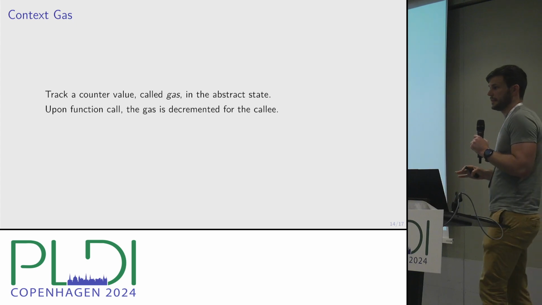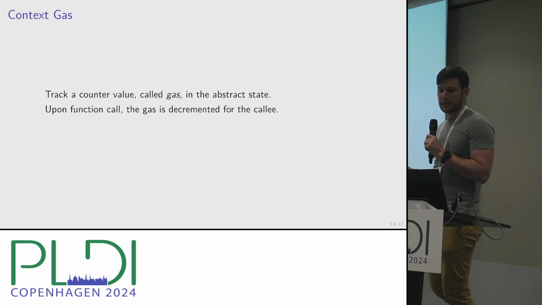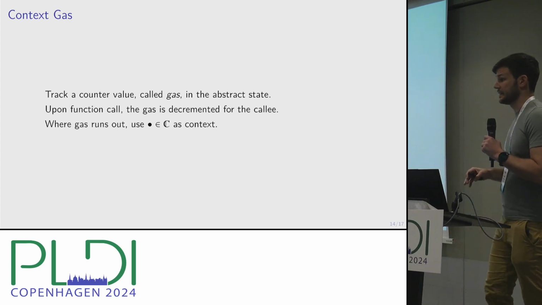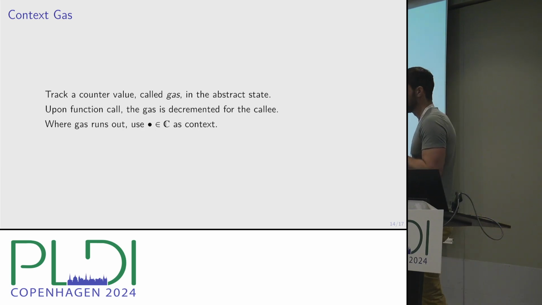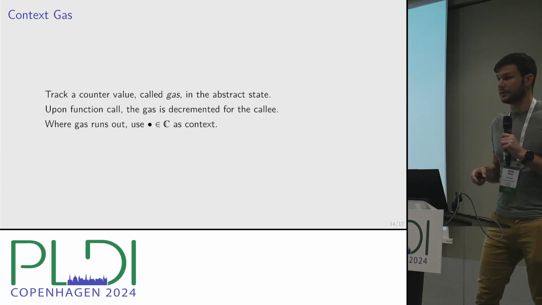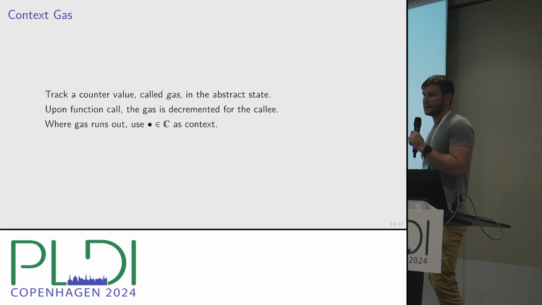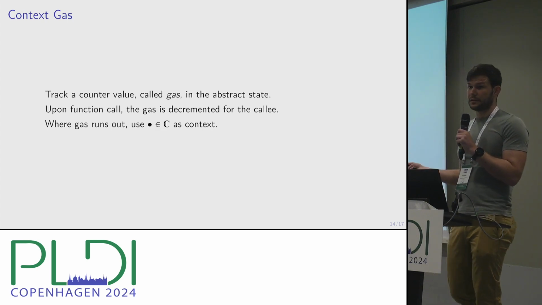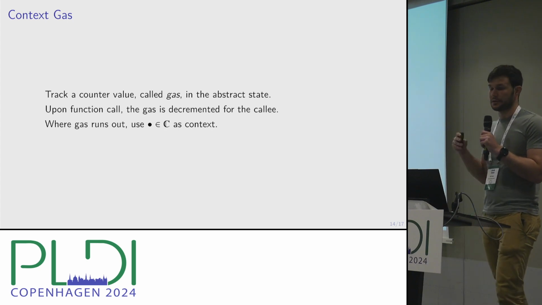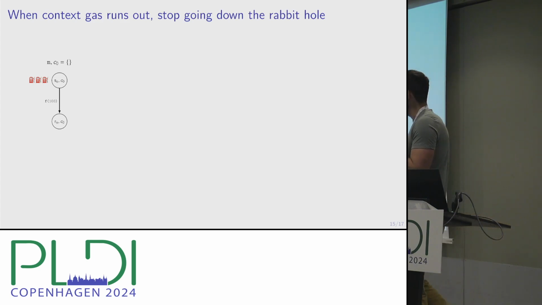And whenever we encounter a function call, we decrement this gas value and pass this decremented value to the callee. And in case the gas value has run out, we use some fixed element out of this context, some bullet context, as the context. So this ensures that whenever the gas has run out, we use the same context, and all calls with zero context gas are analyzed in the same context. And so now let's have a look at the example again.